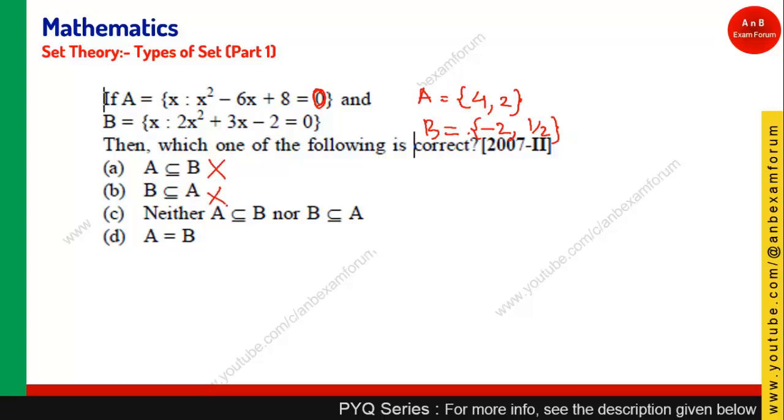Is B a subset of A? No, it is not. Option C, neither A is a subset of B nor B is a subset of A, this is correct. So option C is the correct answer, and anyhow A is not equal to B, as you can see. Student, for all these questions you need to know how to build the set, that is very important.